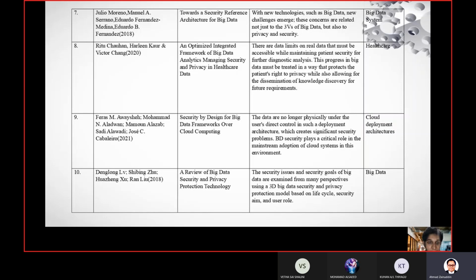Another one, the authors are Lenglong LV, Ximing Su, Huang Sheng Su, Ren Liu. The title is A Review of Big Data Security and Privacy Protection Technology. Findings are the security issues and security goals of big data are examined from many perspectives using a 3D big data security and privacy protection model based on lifecycle, security aim and user role. The application areas are big data.